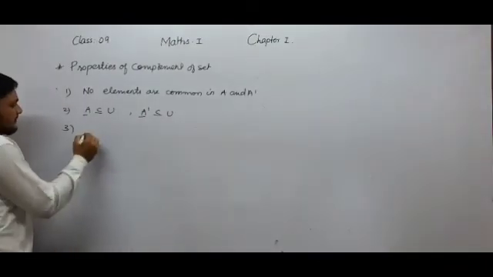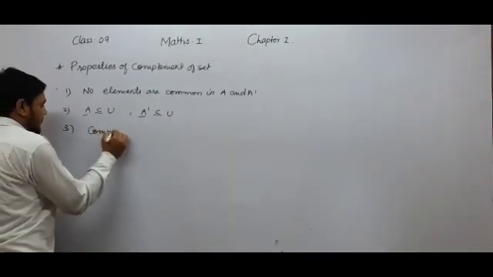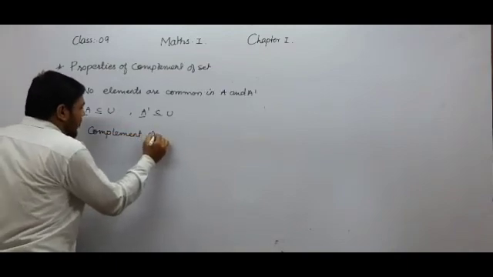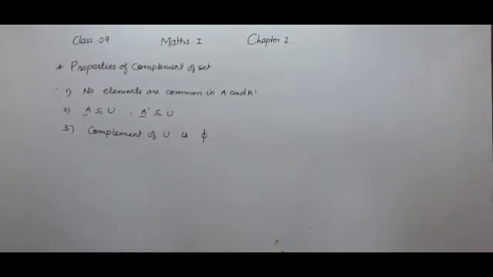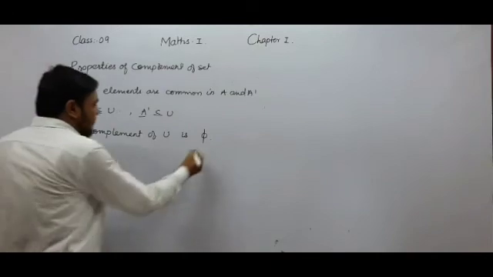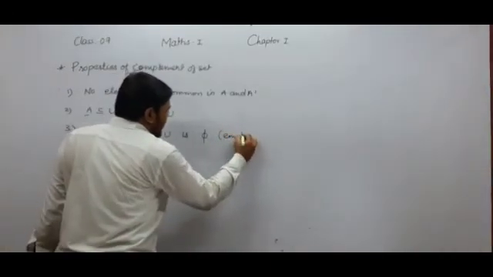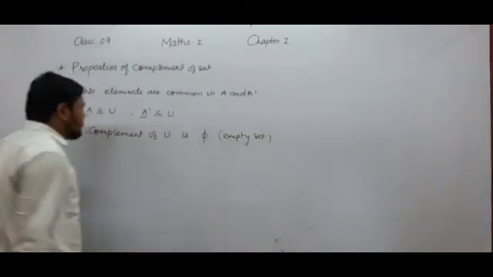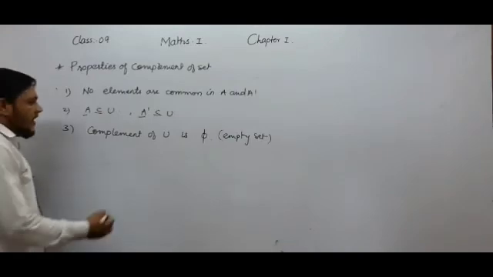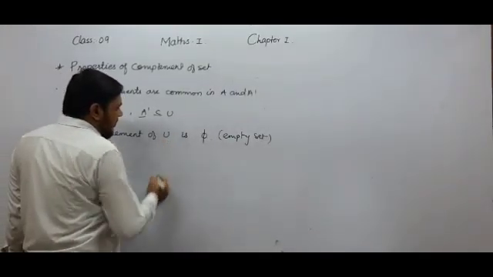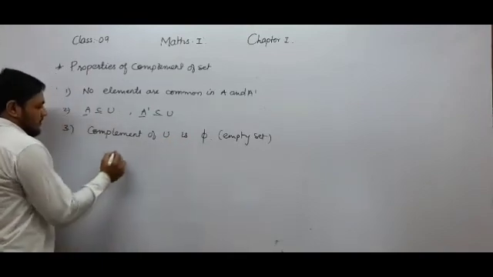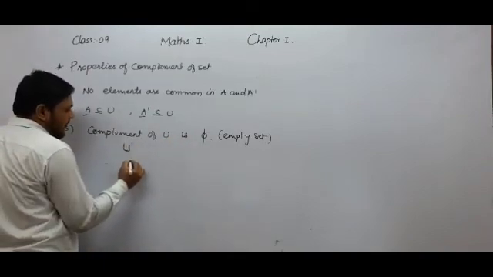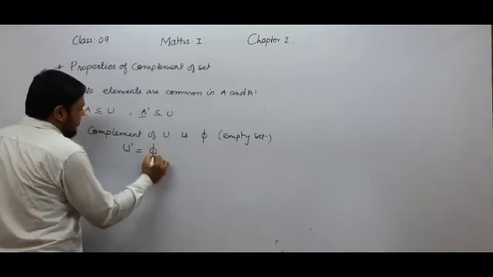So third one is complement of U is phi. The complement of set U is phi, and we know that phi is nothing but the empty set. So if we are considering a universal set U and we take the complement of set U, it is nothing but phi. So we can write U complement, or complement of U, is nothing but phi.